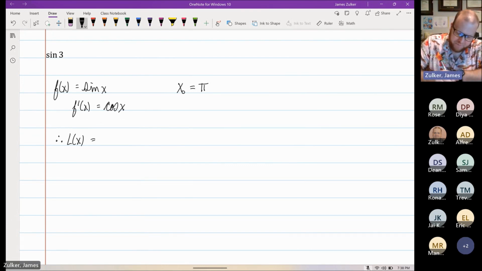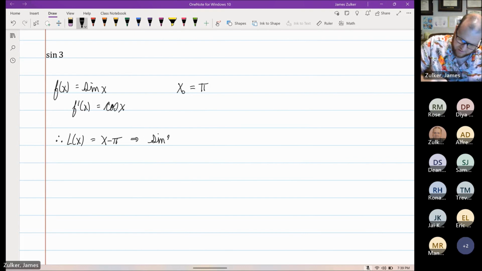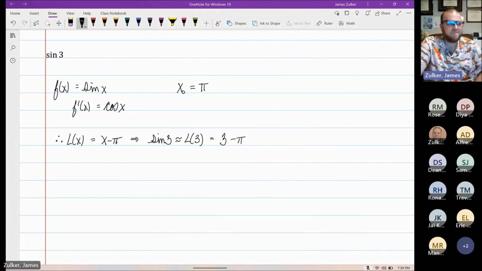So linearization would be f of pi. So sine of pi is 0. That's nice. F prime of pi is 1. We just have x minus pi as our linearization. Sine of 3 is going to be about L of 3, which is just 3 minus pi.